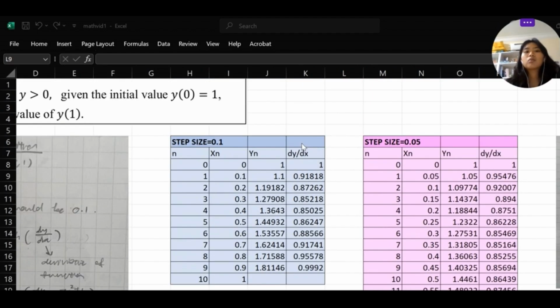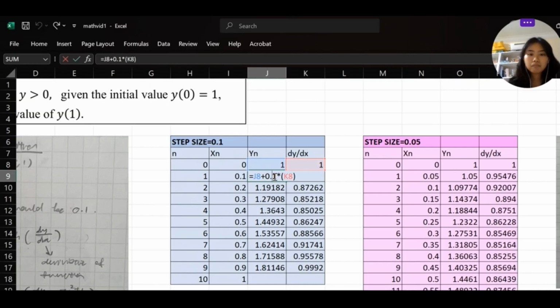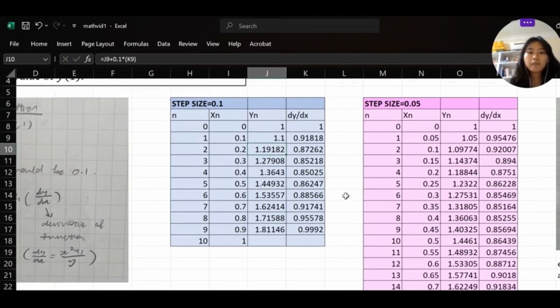Zooming into the table, I started off with our initial values of x and y, so 0 and 1. And to find dy/dx, I simply just use the formula that they've given us. So (x squared plus 1) over 1. To find the next value of y, I use Euler's method. So y0 plus the step size times dy/dx. This is how I derive my y.